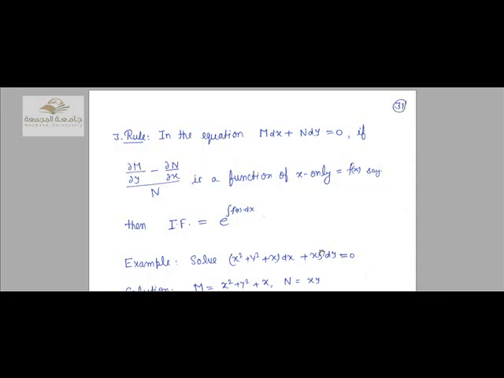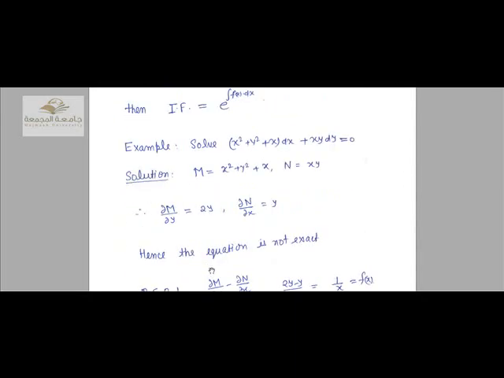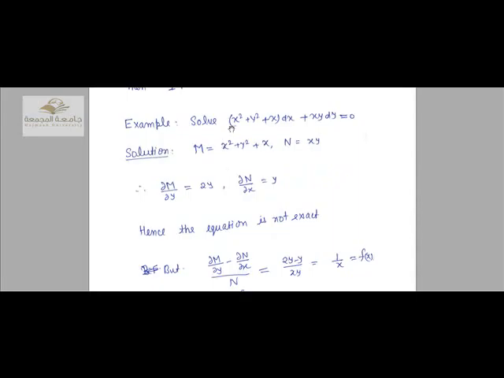is equal to 0, if (del M over del y minus del N over del x) over capital N is a function of x only, say f(x), then the integrating factor is equal to e to the power integration f(x) dx. For example, (x square plus y square plus x) dx plus xy dy is equal to 0.